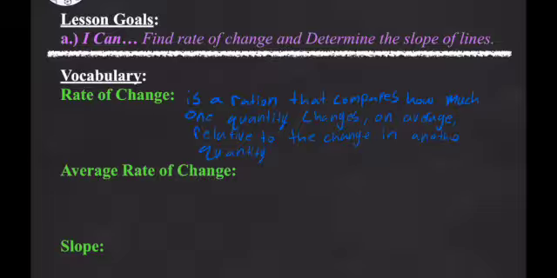So that is what the rate of change is. We are comparing two things. We are trying to figure out how much it changed in relation to each other. The average rate of change is very, very similar. Rate of change typically is more of a linear thing. Average rate of change does not have to be a linear equation or a linear graph.